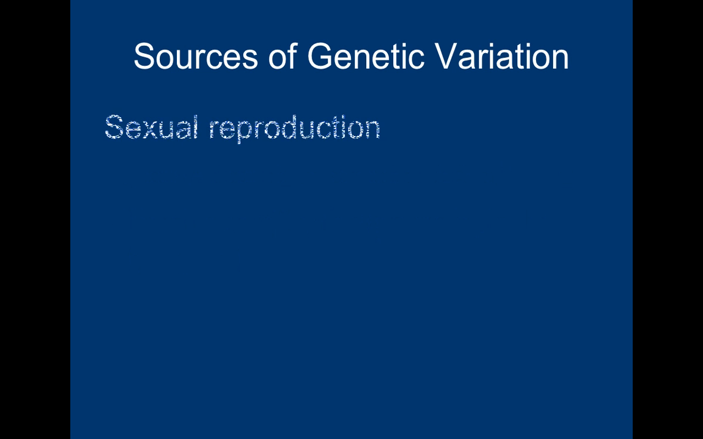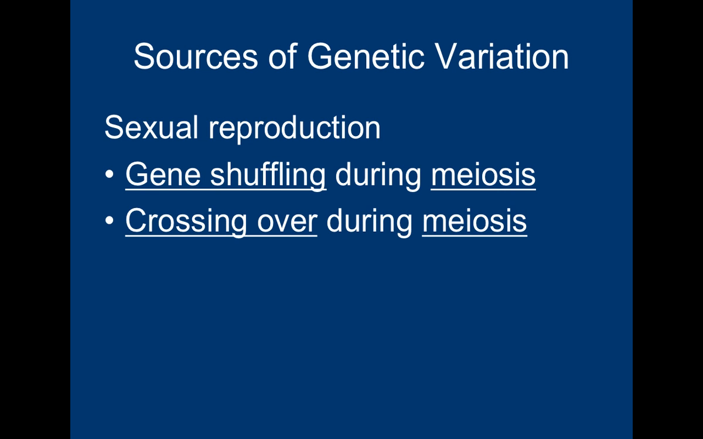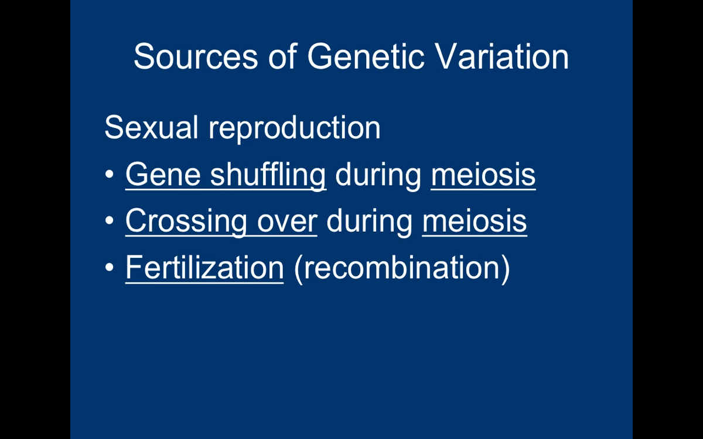We also get variation through sexual reproduction. That is actually the largest source of our genetic variation, because we get gene shuffling that happens during meiosis. We get crossing over that happens during meiosis, and we get fertilization, which is a brand new combination of genes that has never occurred before. So all of these things provide new combinations which lead to variations in our populations.